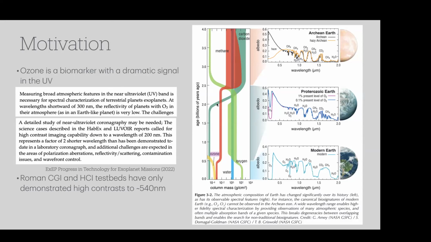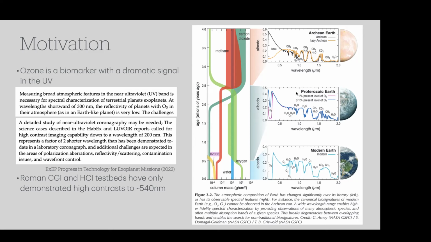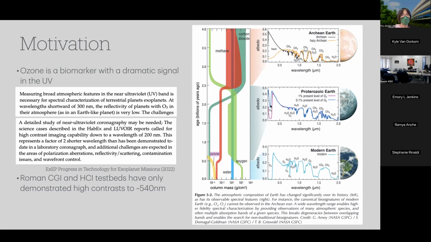But the basic idea is, the motivation for wanting to do high contrast imaging at the UV is really to detect ozone. And so this figure on the right, I think probably most people have seen many times. This is showing, as a function of different ages of the Earth, the spectrum that you would expect to see.